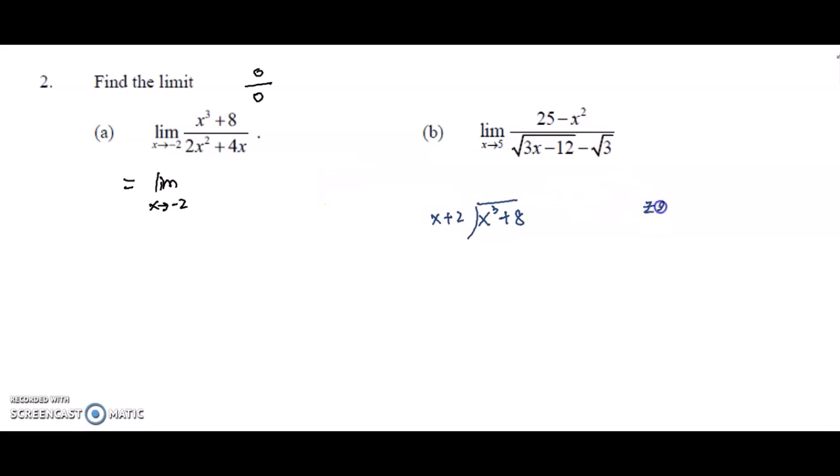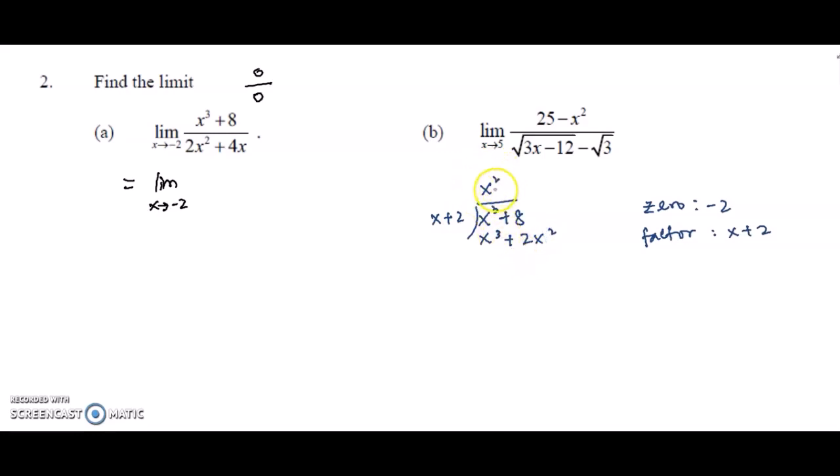I'll write it down here. Zero is negative 2, means that the factor will be x plus 2. So I'm taking this polynomial x cubed plus 8 divided by x plus 2. Using this long division, I got my x squared. You have your x cubed, plus 2 multiplied by x squared, you have a 2x squared.